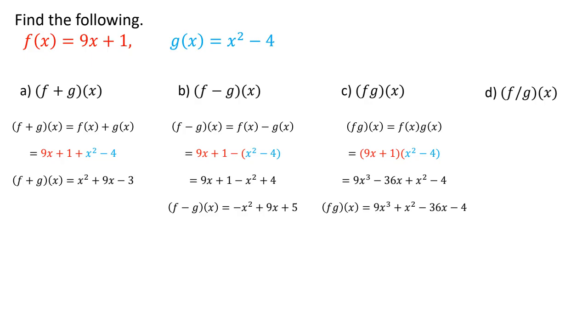Now I need to multiply the 1 to the x squared, and the 1 to the negative 4, which is going to give me the x squared minus 4. Then I combine like terms if I can, and I can't. None of these are like terms. I could have left this answer like this for the computer, but I like to put it in descending order, which is just normal for me. And you don't have to do this. So the final answer is 9x cubed plus x squared minus 36x minus 4.